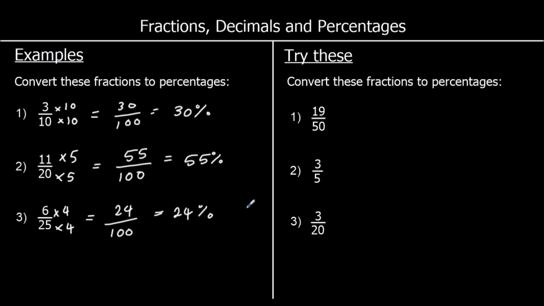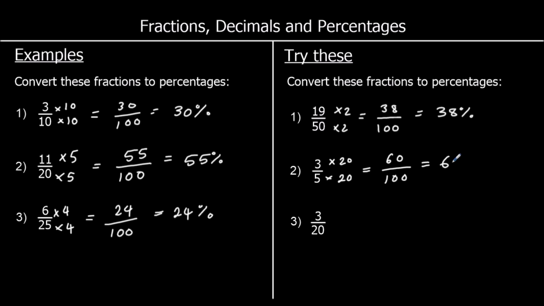Okay, 3 for you to try, so give them a go. Question 1, let's multiply top and bottom by 2. So we've got 38 out of 100, which is 38%. Question 2, multiply top and bottom by 20. So we've got 60 out of 100, or 60%. And question 3, multiply top and bottom by 5. So we've got 15 out of 100, or 15%.